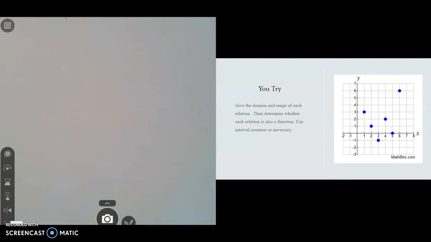Hi, you all just finished a U-try where I asked you to give the domain and range of a relation that I gave you the graph of, then determine if it's a function. It says use interval notation as necessary. It is not necessary in this one because this graph just has a set of points. It's a finite number of values.